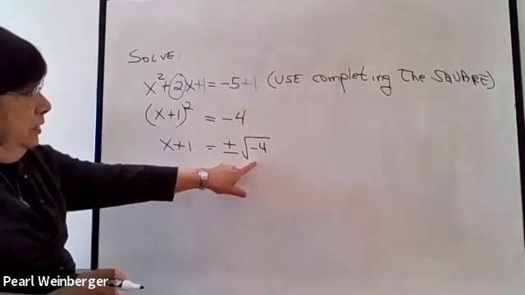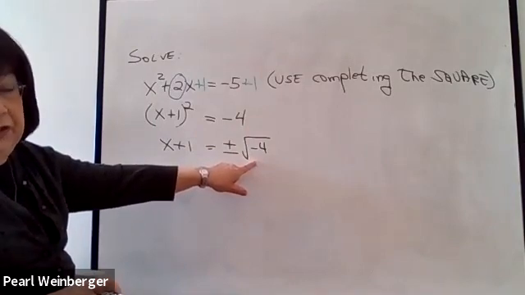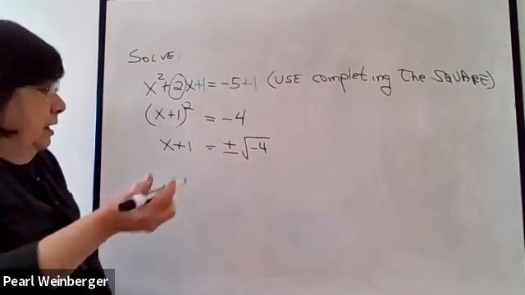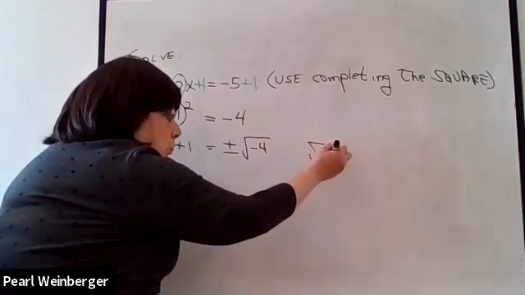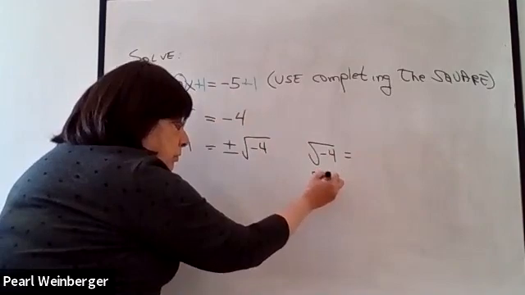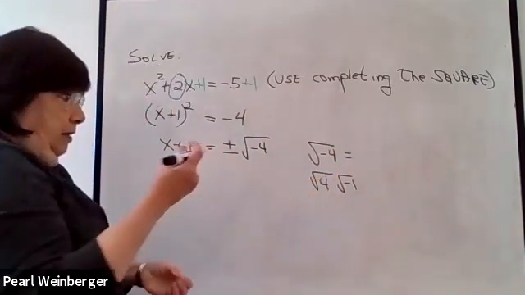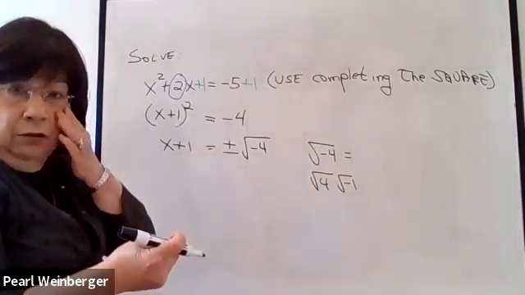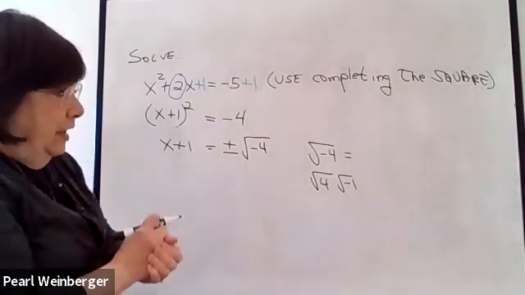Now, at this point, you can simplify the radical if it's not a perfect square. If it is a perfect square, you could just simplify your radical as much as you can. Now, what can we do with the square root of negative 4? Well, we know that the square root of negative 4 is actually the square root of 4 times the square root of negative 1. Once we see that there's a negative inside our radical, we know that we're going to have to get an answer with an i.